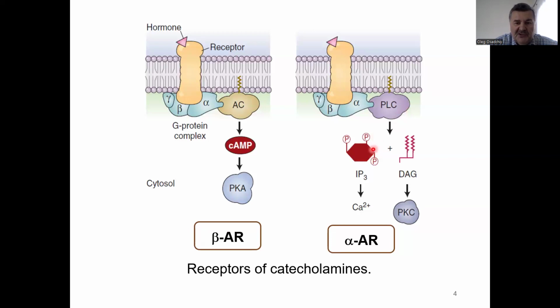two second messengers, such as inositol trisphosphate and diacylglycerol. Inositol trisphosphate then stimulates calcium release from endoplasmic reticulum, and diacylglycerol stimulates protein kinase C. So in this case, calcium and protein kinase C are intracellular effectors which are targeted upon alpha adrenergic receptor stimulation.